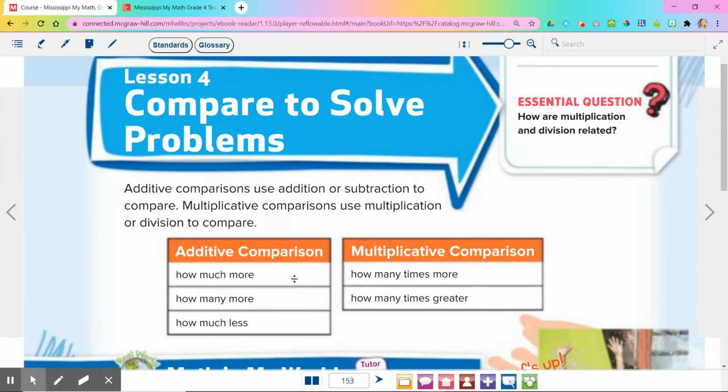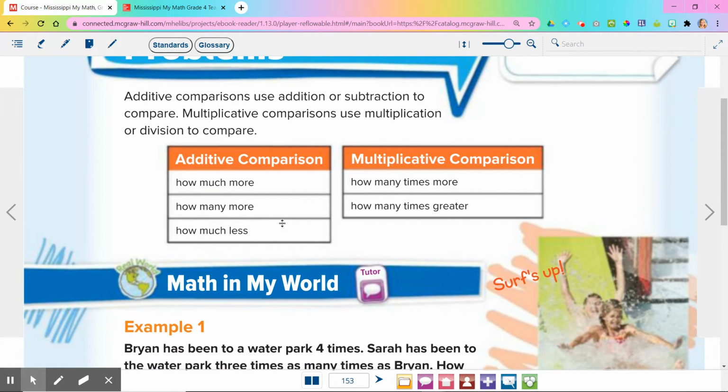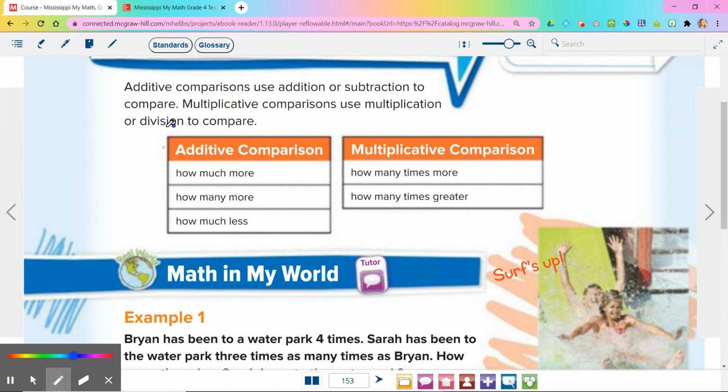So let's scroll down. It says here that additive comparisons use addition or subtraction to compare, whereas multiplicative comparisons use multiplication or division to compare. Now, you guys have been using additive comparisons for quite some time now, because you have seen phrases such as how much more, how many more, how much less, how much more than. So you guys have been using additive comparisons for quite some time.